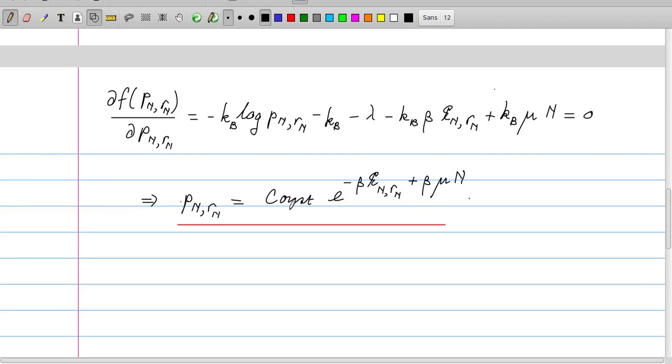So what about the constant? We have to choose the constant such that these Pn Rn's are normalized. And so we can write this constant, we give it a name. It's 1 over Z grand, and that's the so-called grand canonical partition function.